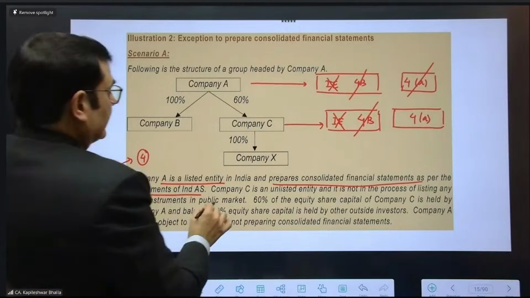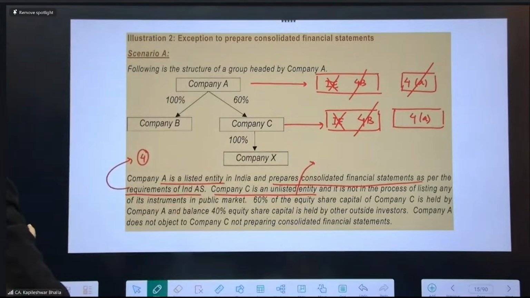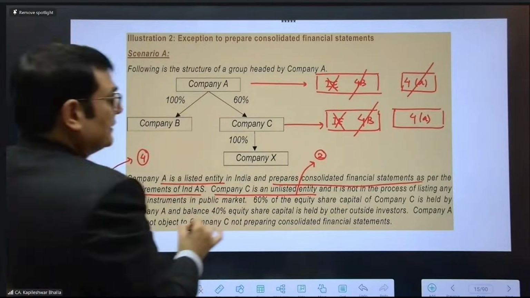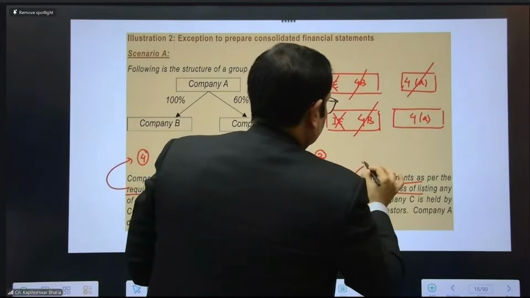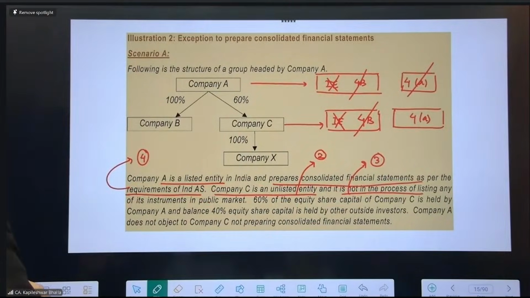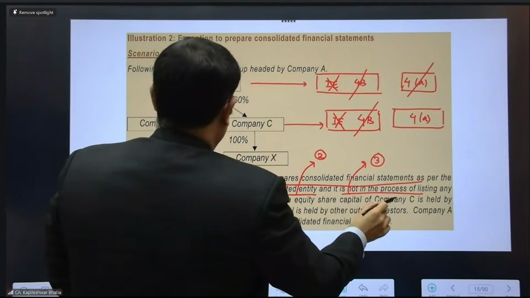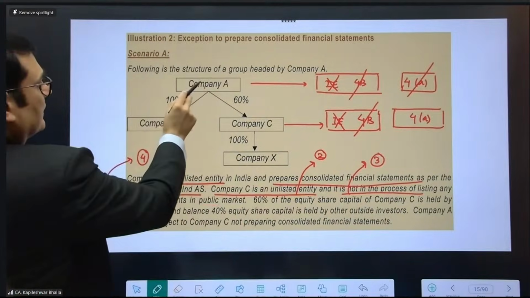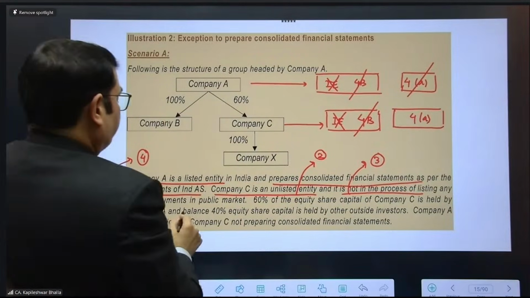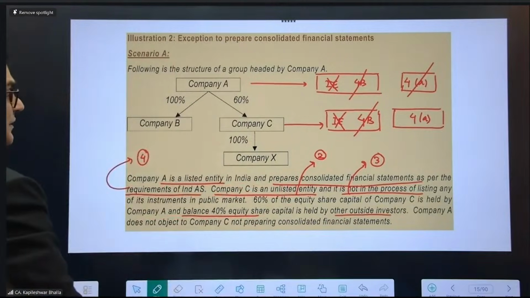Next. It says company C is an unlisted company. So which condition is met? That's right. And it is not in the process of listing, so can I say the third condition is met? Now only one condition is left over. It says 60% of the equity share capital of C is held by A. We can see clearly that 60% is held by A, and the balance 40% is held by other outside investors.